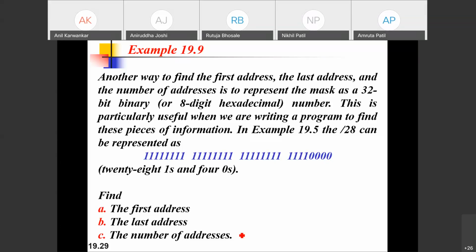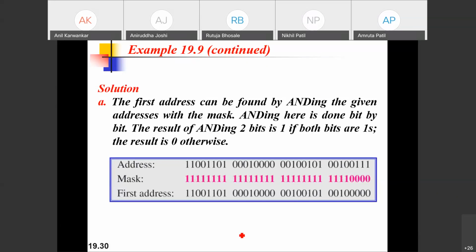To find the first and last addresses when we are writing a program, in software, there is another representation: 28 ones and 4 zeros. To find the first address, the last address, and the number of addresses, use this mask. The first address can be found by ANDing the given address with the mask. The operation is done bit by bit.